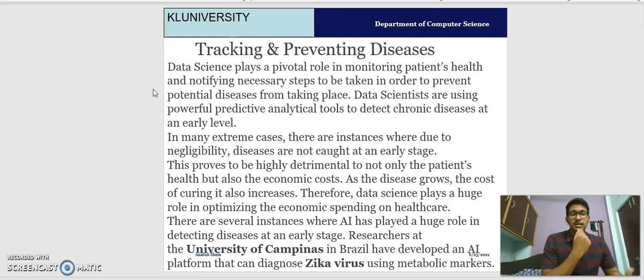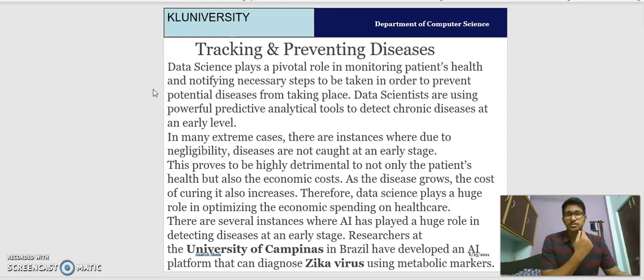In many extreme cases, there are instances where, due to negligence, diseases are not caught at an early stage. This proves to be highly detrimental to not only the patient's health but also economic costs. Most diseases cannot be predicted easily, right? It will take some time to know whether he has got a particular disease or is infected with it. And as the disease grows, the cost of curing also increases, as you all know. Therefore, data science plays a huge role in optimizing the economic spending on healthcare.